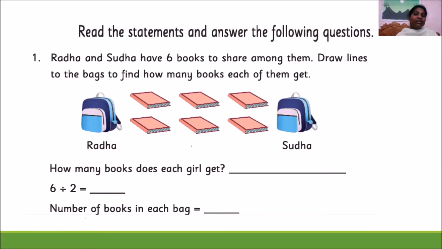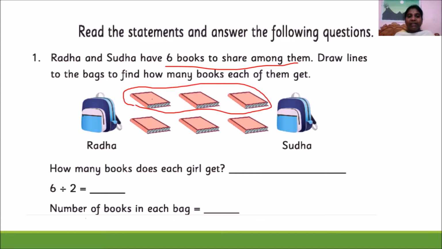Let's solve the problems based on equal sharing. Read the statements and answer the following questions. First question, Radha and Sudha have 6 books to share among them. Draw lines to the bags to find how many books each of them gets. Totally, how many books, children? 6. What we have to do? We have to share the books equally between Radha and Sudha.